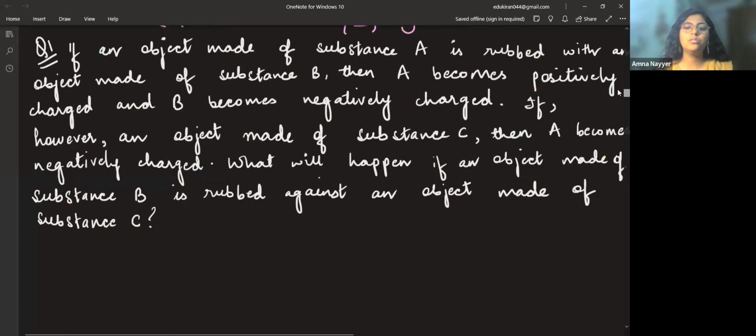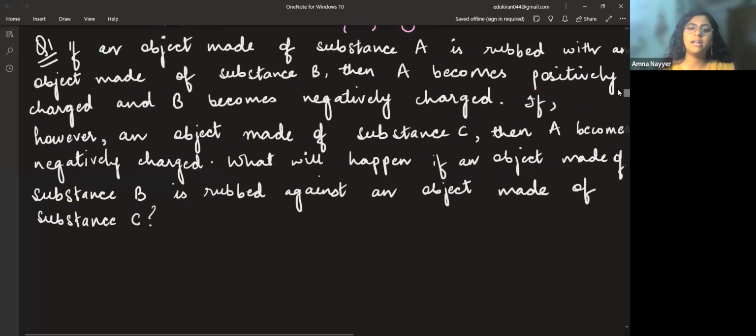Now coming to this question, first write it down. I'll discuss it. It's based upon the charging by friction only. So it depends upon which bonding is stronger. If one is becoming positively charged, other is becoming negatively charged, then how will the conduction occur? Transfer of electrons. Write it, then I'll discuss it.